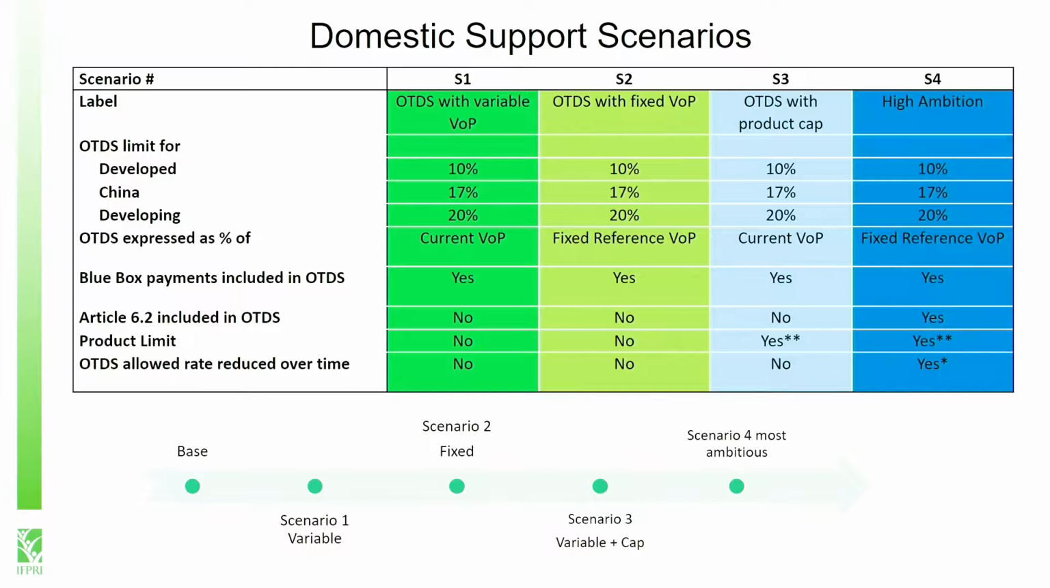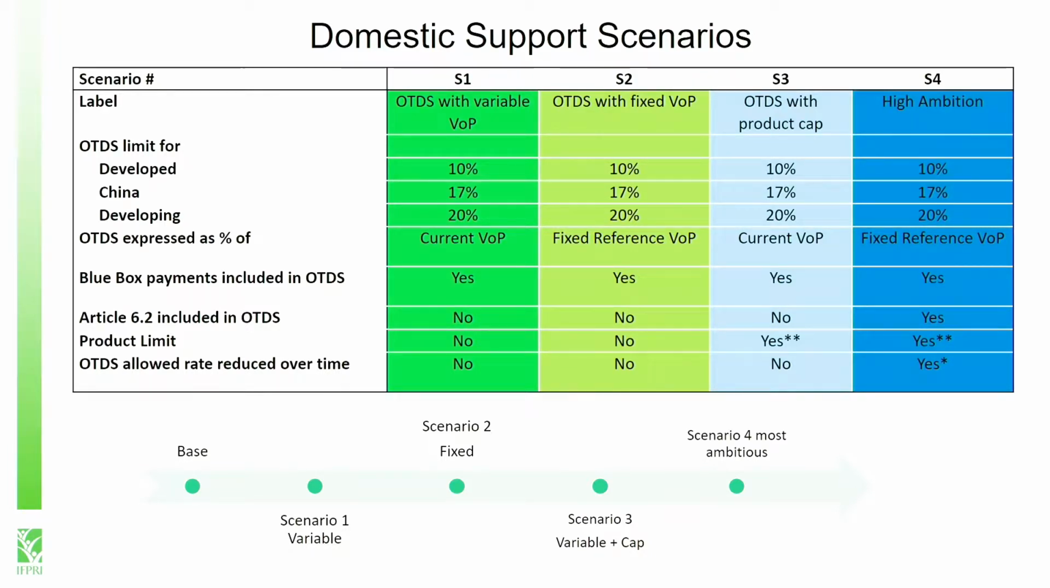So in scenario 1, we have the definition of OTDS as only AMS, de minimis, and blue box. And then the OTDS is measured or expressed as a percentage of the value of production. Then scenario 2 is exactly the same as scenario 1, but instead of current value of production, it is measured as a fixed reference point. In scenario 3, we include scenario 1, but we also add some product cap to try to avoid the concentration of support in only one commodity.